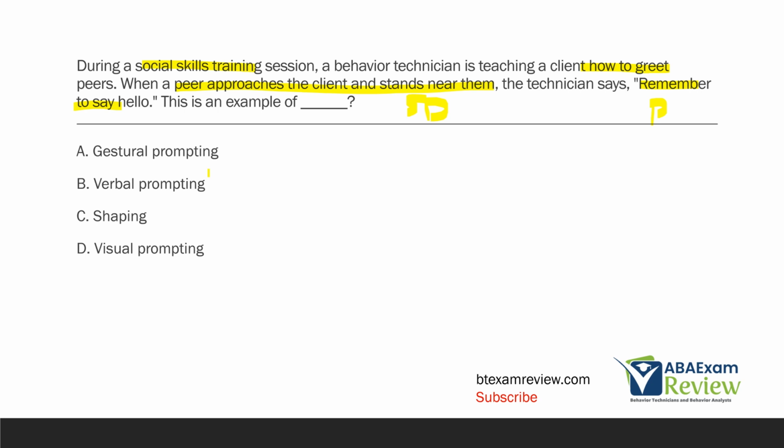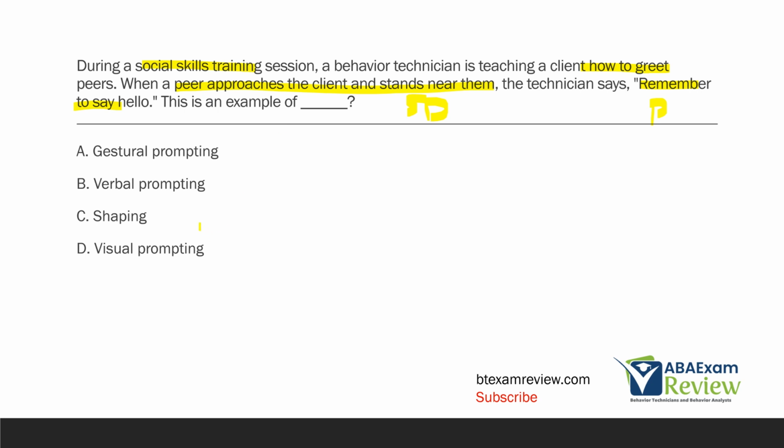With gestural prompting, we're making a motor movement, maybe pointing or shifting something to indicate what we want to see out of the client. In this case, the technician is using their voice, right? They are using a verbal prompt. It's a pretty clear verbal prompt. The peer approaches, technician, verbal prompt, "Remember to say hello." Hopefully the client then says hello.